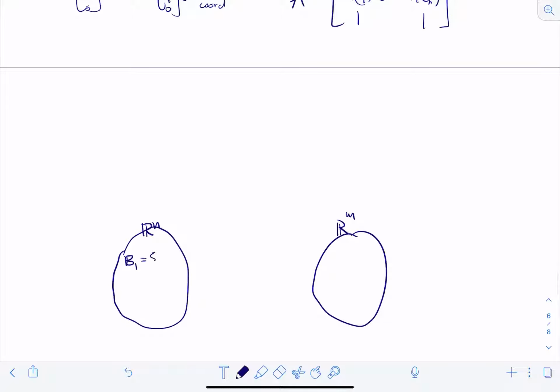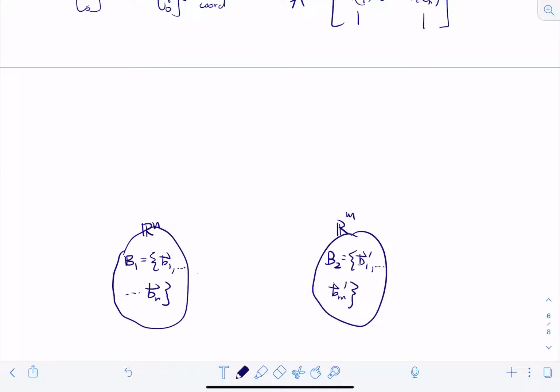And what does B1 look like? It's got basis vectors b1 through bn like this. And this has a basis B2. And B2 is going to be a different basis, so I should call it maybe b1 prime through bm prime. Okay, so it's a completely different basis, potentially.